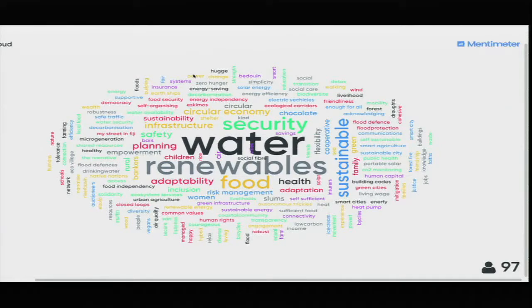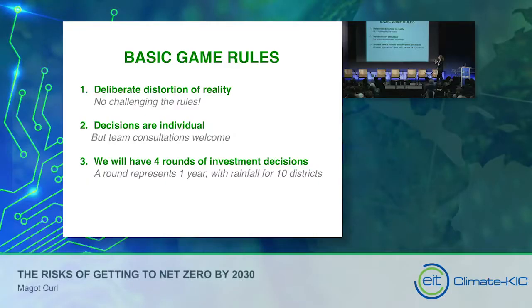Now, as a few basic rules. So, this is a deliberate distortion of reality, as you will see. During the game, I will ask you not to challenge the rules. After, you can challenge away. Oh, nice, huh? Okay. Your decisions are individual, but team consultations are very welcome. We will have four rounds of investment, and a round represents 1 year, with rainfall for 10 districts.